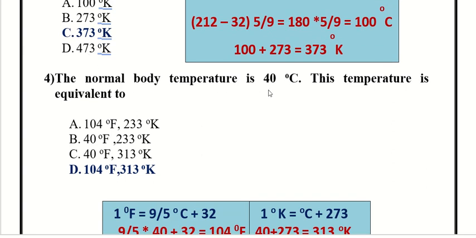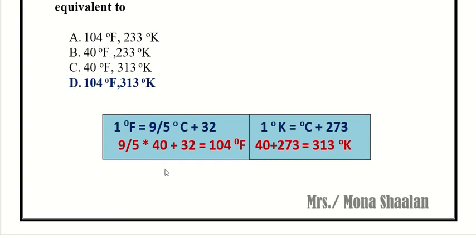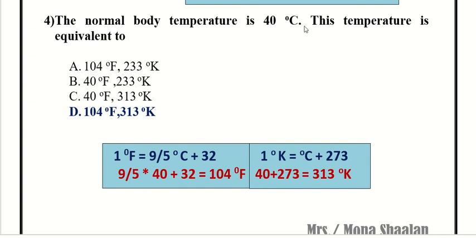Question number 4. The normal body temperature is 40 degrees Celsius. This temperature is equivalent to what in Kelvin and Fahrenheit? By undergoing the conversion from Celsius to Fahrenheit and from Celsius to Kelvin we can get this value. Okay, it is equivalent: 40 degrees Celsius on the Fahrenheit scale is equal to 104, and on the Kelvin scale is equal to 330 degrees Kelvin.